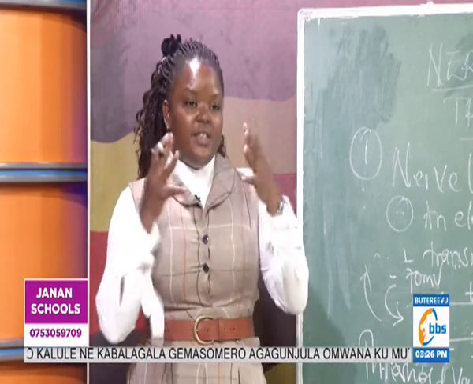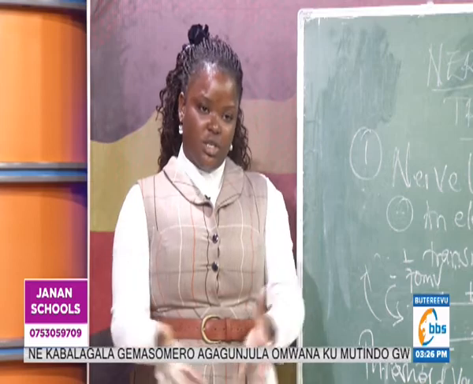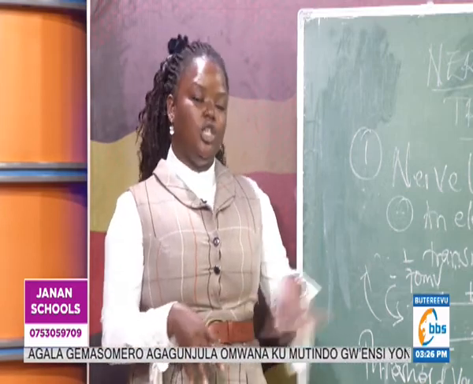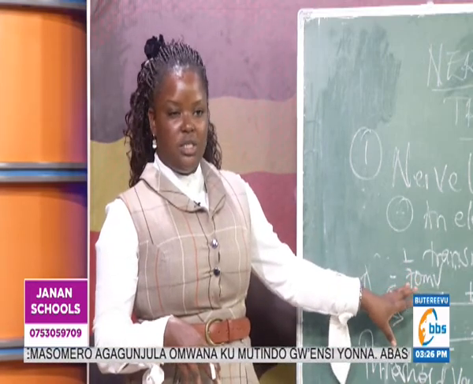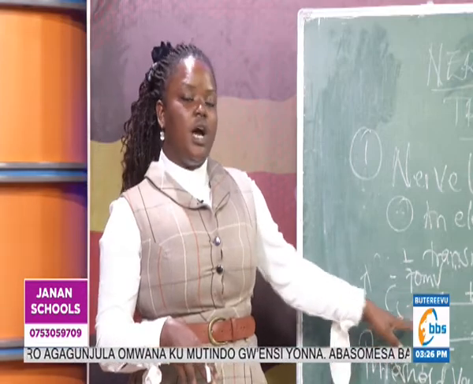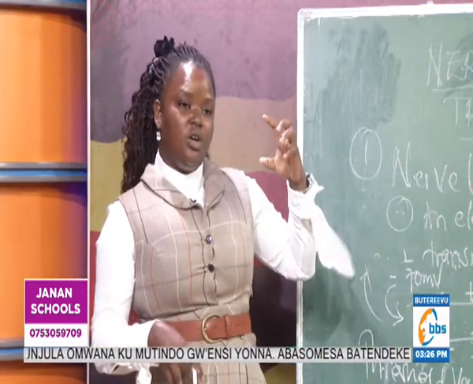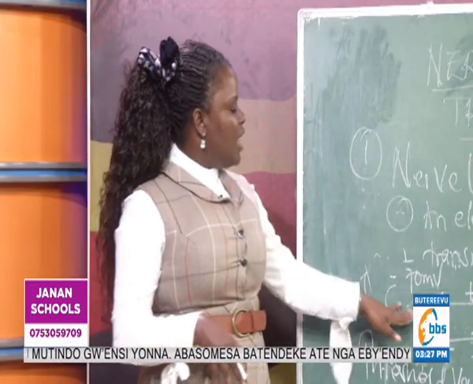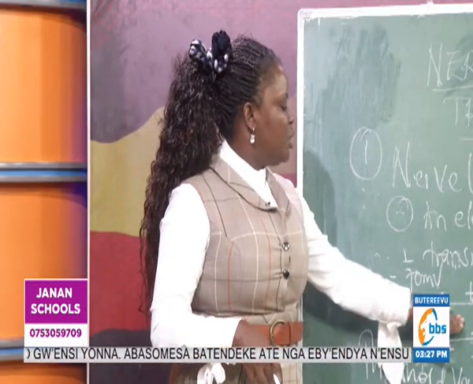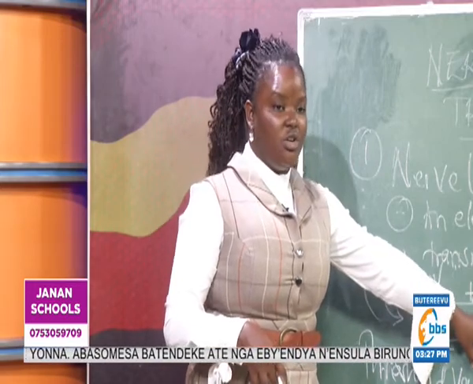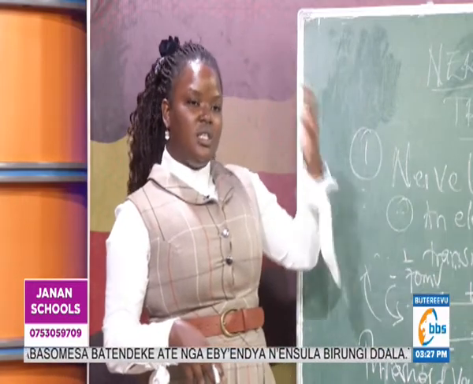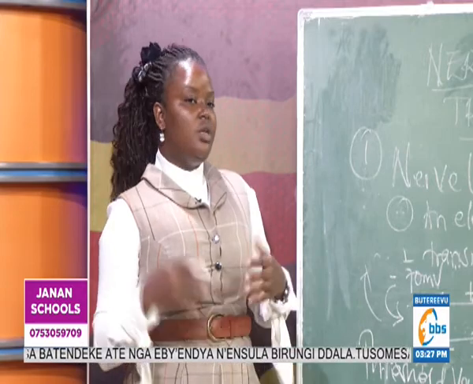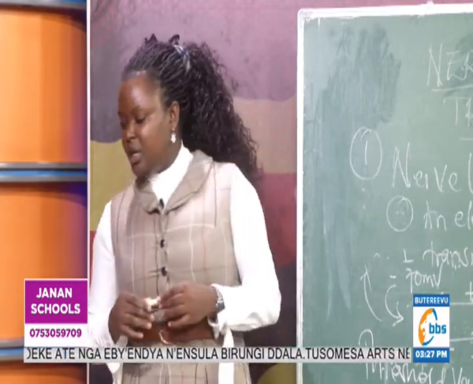And so in that instance, your external stimulus will be converted into an electrical message that is going to be transported across the neuron to your central nervous system. That is how the electrical message keeps on moving across this sensory neuron. Then it moves towards the CNS, where the information from the external environment is interpreted.